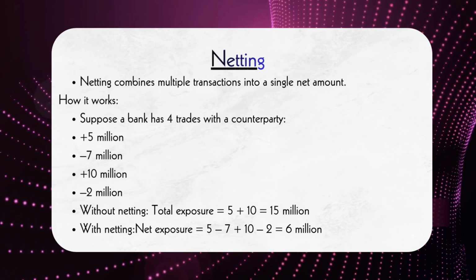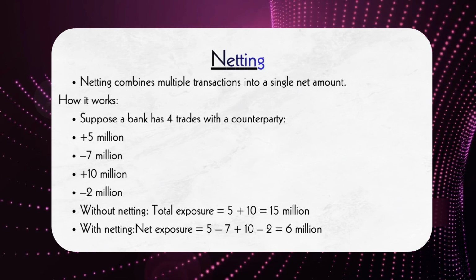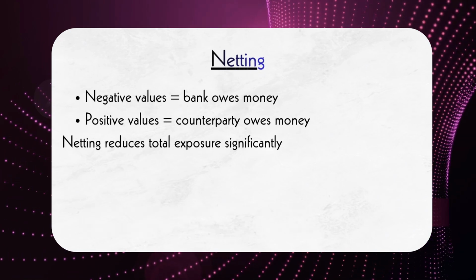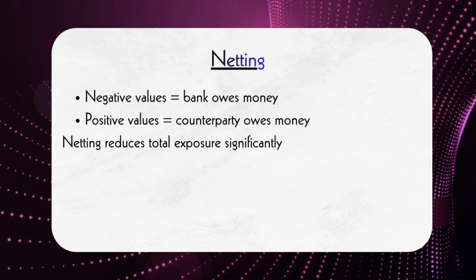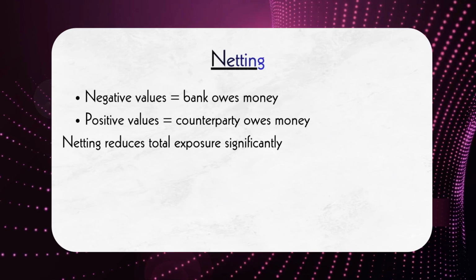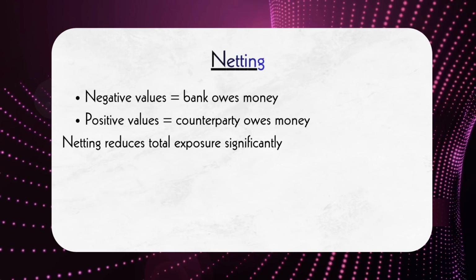But with netting, we combine everything. 5 minus 7 plus 10 minus 2, which equals 6 million. So, netting reduces exposure from 15 million to just 6 million. This significantly lowers the risk. The key idea is that negative values represent amounts the bank owes, and these can offset what the counterparty owes.